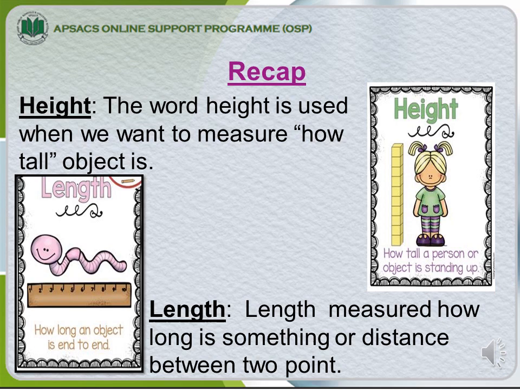Let's do a quick recap of our previous lesson. Our previous lesson was height and length. Height. The word height is used when we want to measure how tall an object is. Length. What is length? Length measures how long something is or the distance between 2 points.